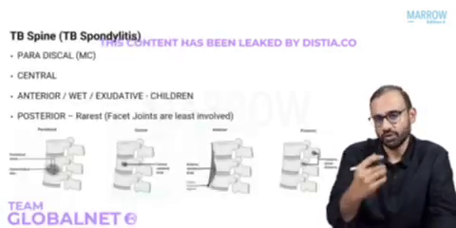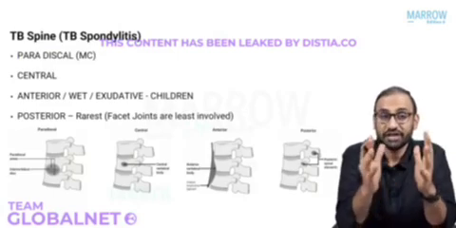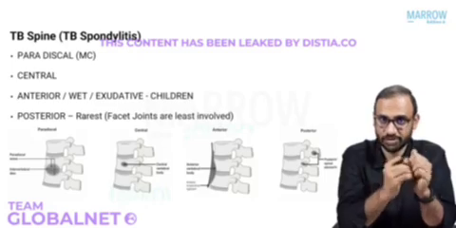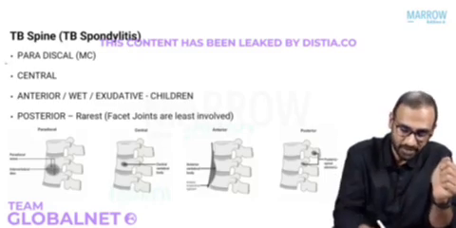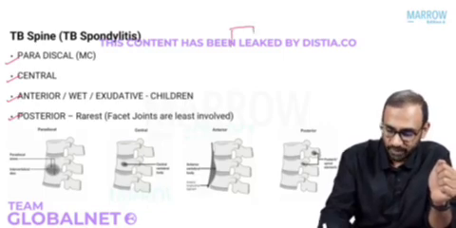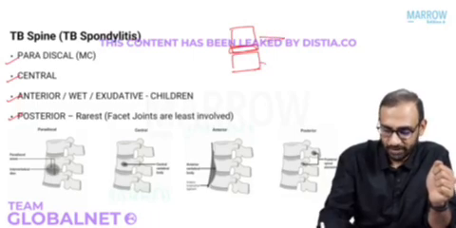In the spine, tuberculosis most commonly affects the dorsolumbar region. Now, there are variations of tuberculosis that affect the spine depending on where they affect it. What are the types? Paradiscal, central, anterior, and posterior. This is your vertebral body. This is another vertebral body. And this is the intervening intervertebral disc. And these are the posterior elements.